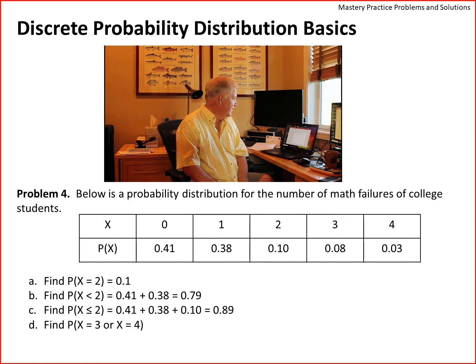Okay, and finally find p of x equals 3 or x equals 4. I just go look in the boxes. The probability of x equals 3 or x equals 4 is p of 3 plus p of 4, that's 0.08 plus 0.03, that's 0.11. Okay, pretty simple stuff. On to the next section.